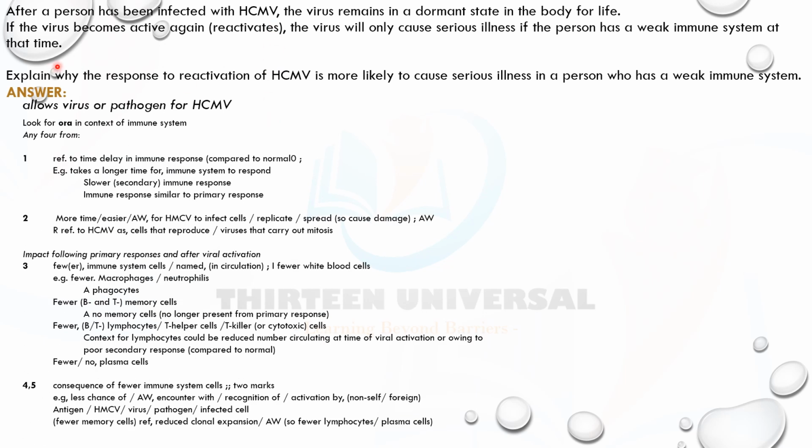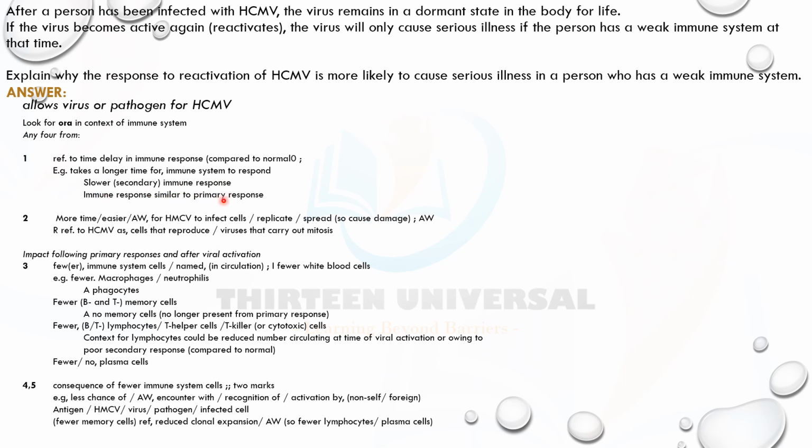Look at it. It takes a longer time for the immune response. This describes why a weak immune response causes serious infection: there is a time delay in the immune response compared to normal. If the immune system is strong, especially for the secondary immune response, there will be a rapid immune response because we have more memory cells. But because it's weak, there are few of these cells, so it takes longer for the immune system to respond. A slower secondary immune response.